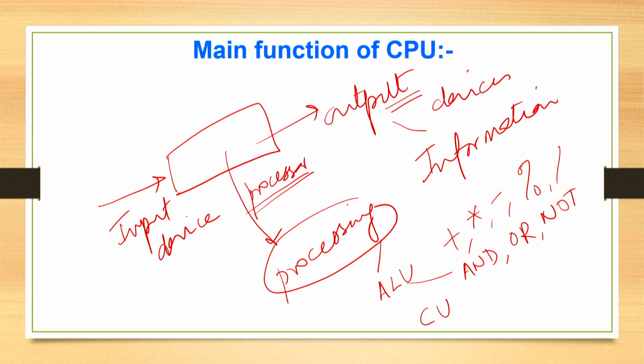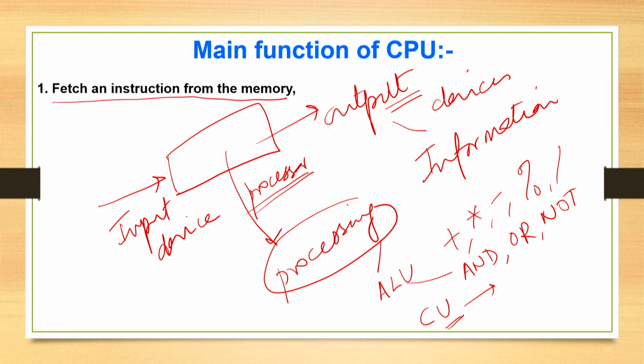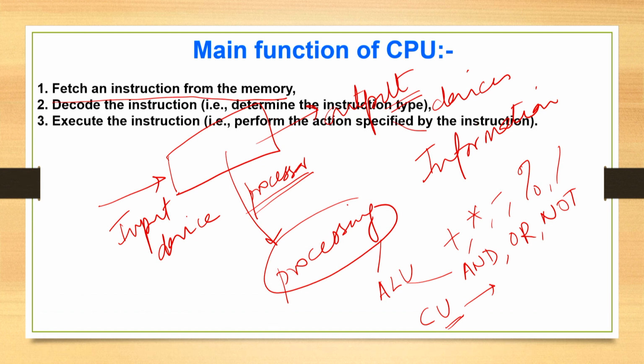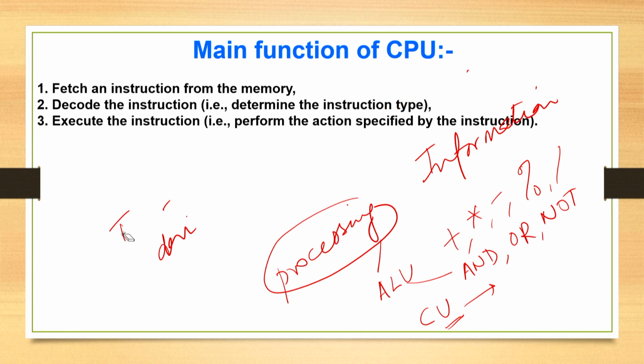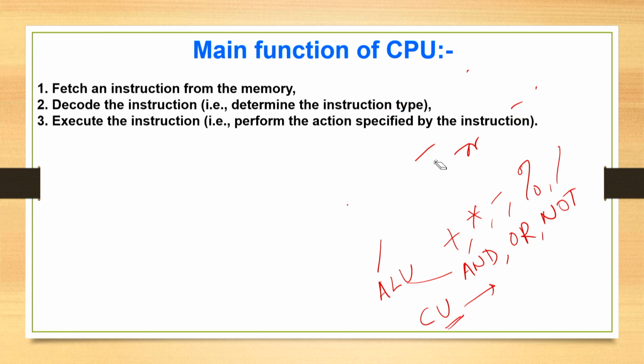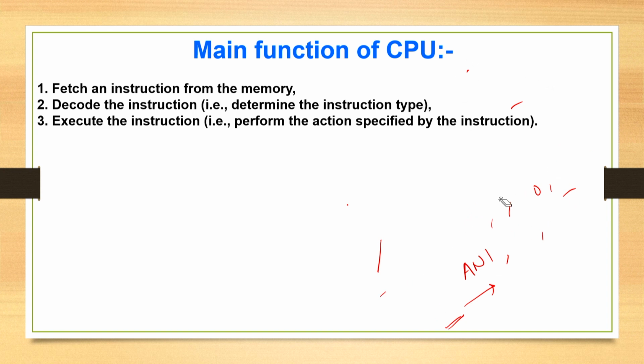Apart from that, there is a control unit that fetches the instructions from the memory and transfers the data from one part to another component of a computer. So I already told you, it fetches instructions from the memory, decodes the instruction, and lastly executes the instruction. So this was about the main function of the CPU, or Central Processing Unit.